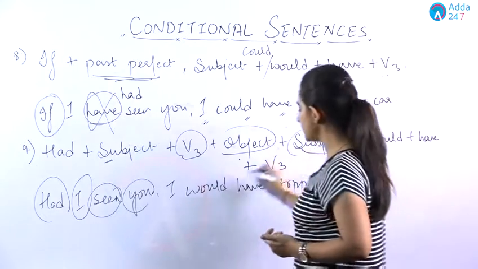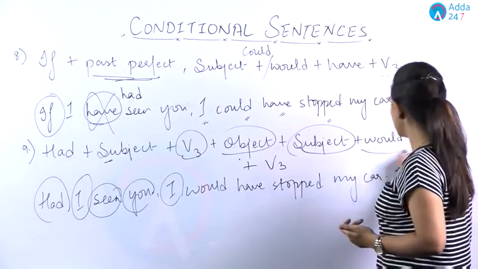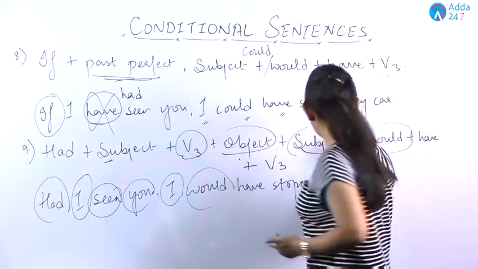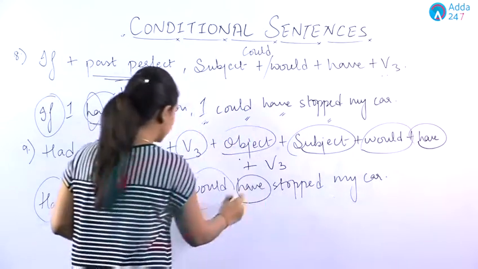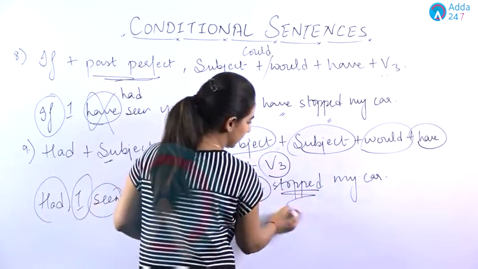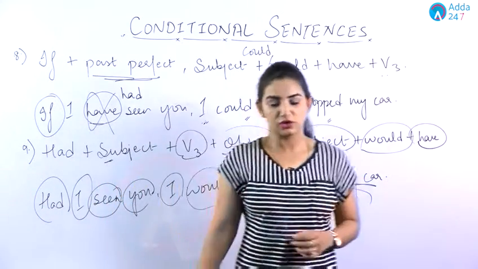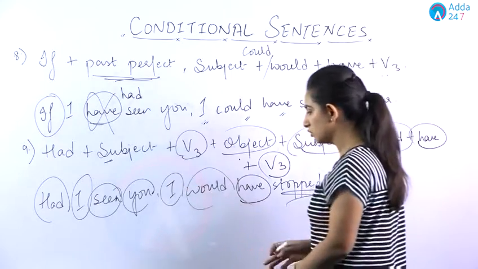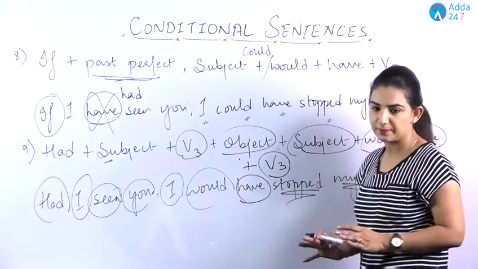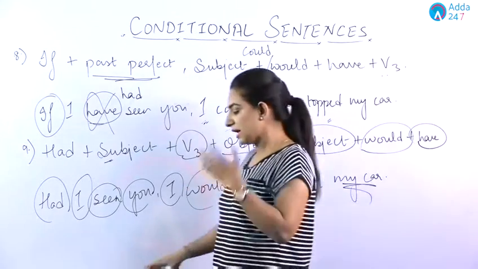After that, again we have placed the subject. Then we have placed would. After that, we placed have. After that, verb's third form will be placed and then the object. So the correct sentence is, had I seen you, I would have stopped my car. So this sentence can be written in both the ways.